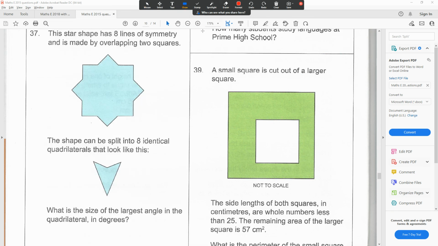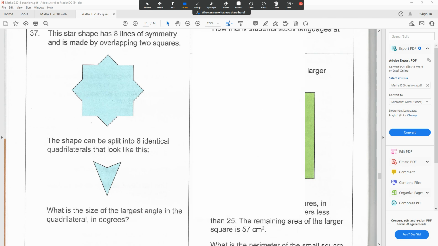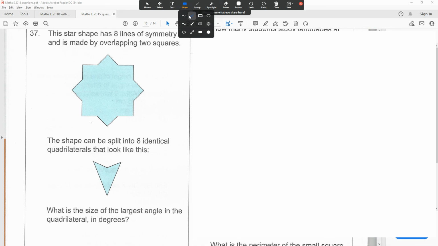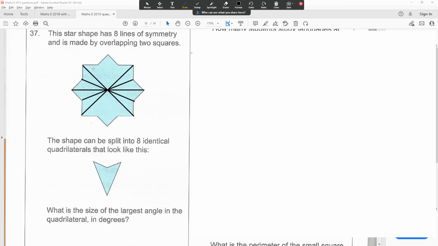Question 37 on the right hand side. We'll start by reading the question. This star shape has 8 lines of symmetry. What does that mean? 1, 2, 3, 4, 5, 6, 7, 8. 8 lines of symmetry. And is made by overlapping 2 squares.